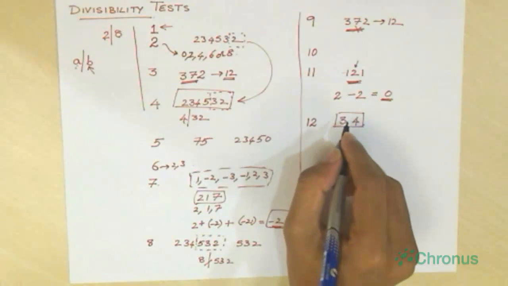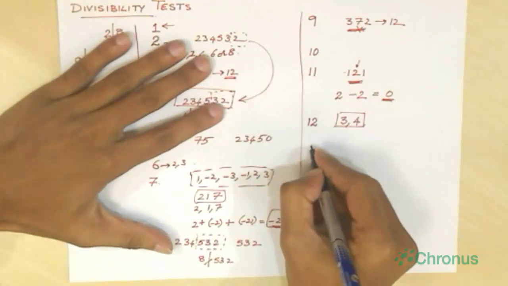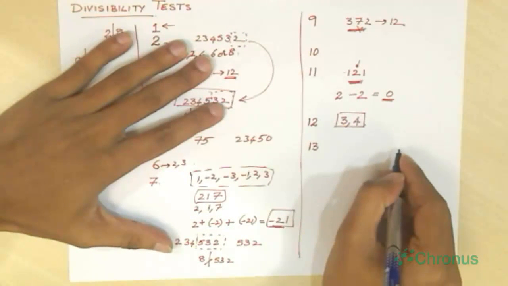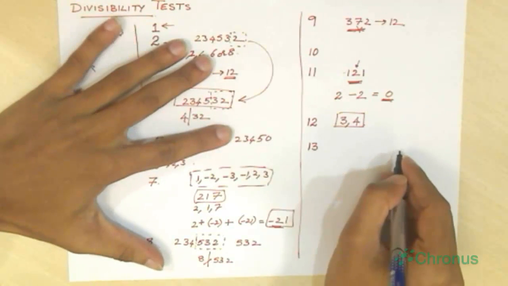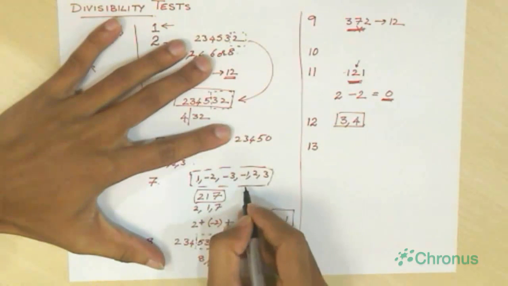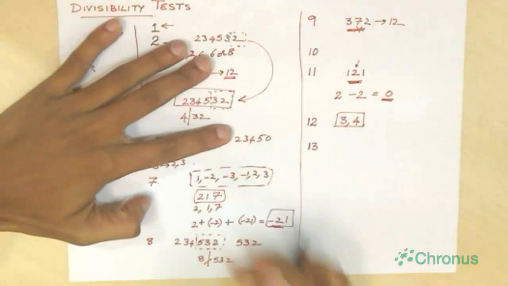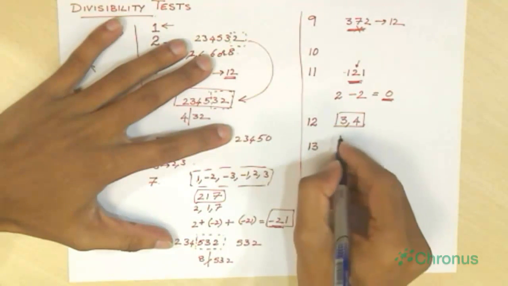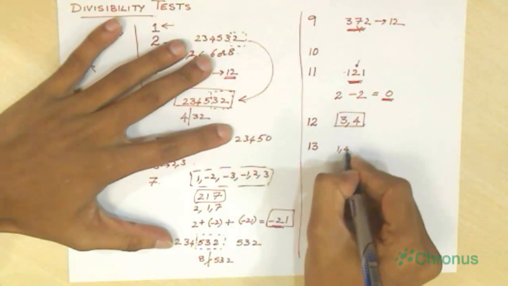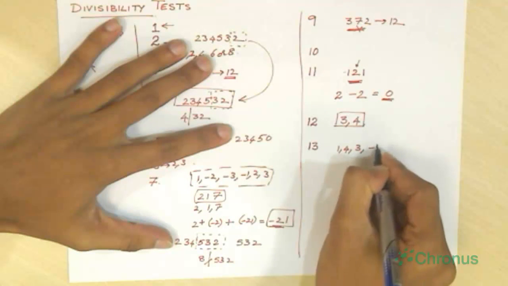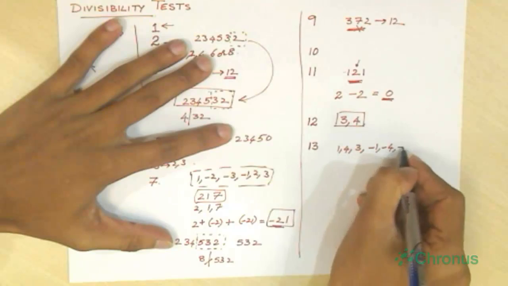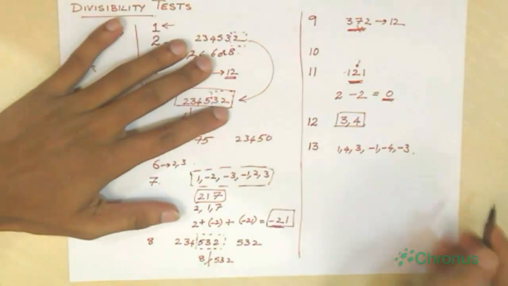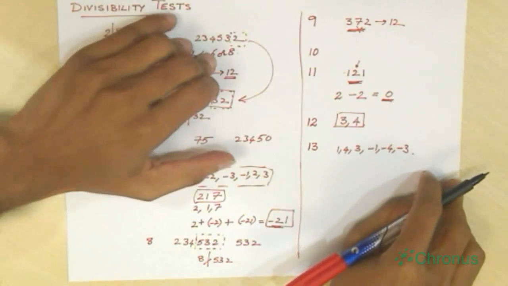And a number is said to be divisible by 13 using an unconventional divisibility test, same as what we use for 7. It's exactly the same, but the sequence for 13 is different. The sequence is 1, 4, 3, minus 1, minus 4, minus 3. So take the sequence, apply the same rules. That's the divisibility test for 13.